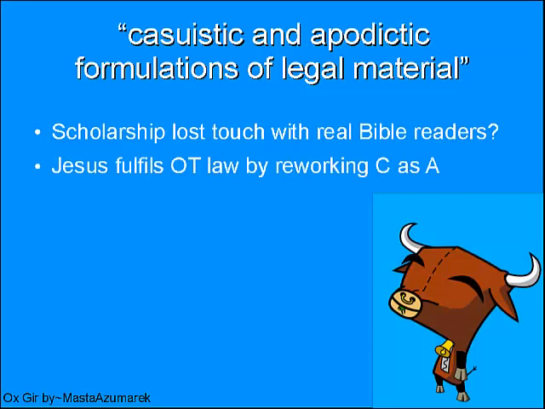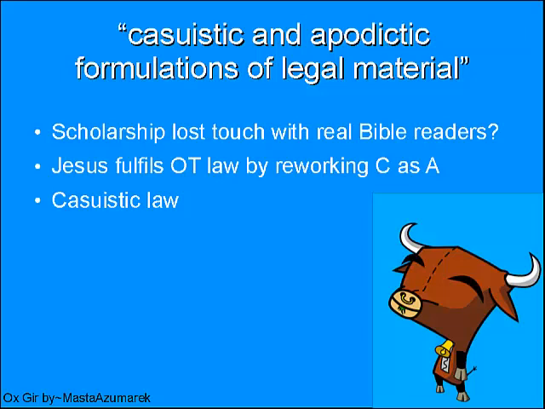But, like I said, the distinction has deeply theological consequences, and I'm going to suggest to you in the next podcast in this series that Jesus seems to fulfill Old Testament law, at least in part, by rephrasing the casuistic law as apodictic. But for now, we'll need to begin with the boring stuff and introduce what scholars mean by distinguishing casuistic from apodictic material in the laws of the Old Testament.